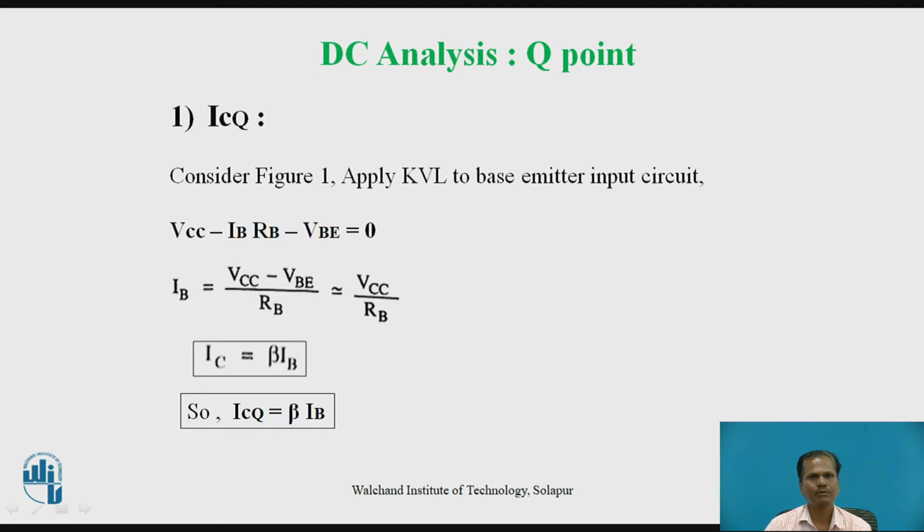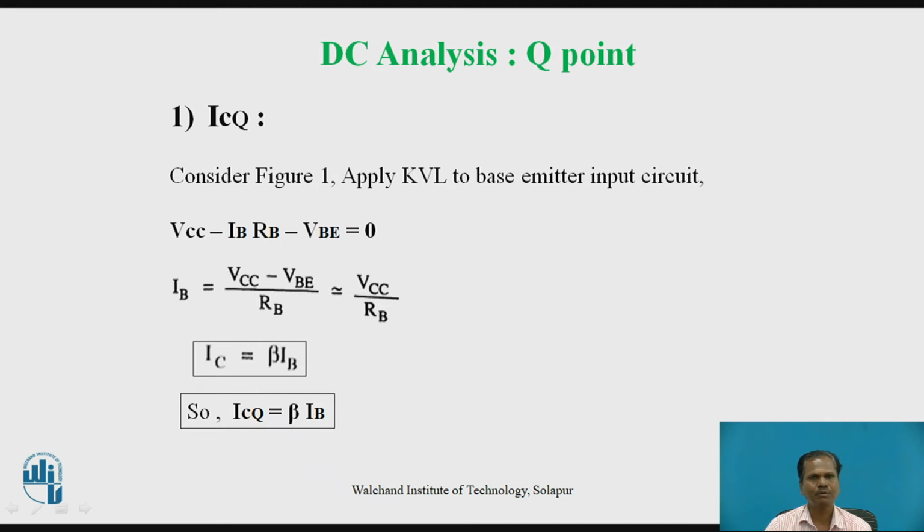So, let us write a voltage equation around the base-emitter circuit of a transistor starting from VCC. VCC minus the voltage drop across base resistor RB, that is IB RB, minus the voltage between base and emitter, that is the cut-in voltage of the transistor, VBE, equal to 0. From this we can write the equation for the DC base current IB under DC working condition: IB equal to VCC minus VBE upon RB.